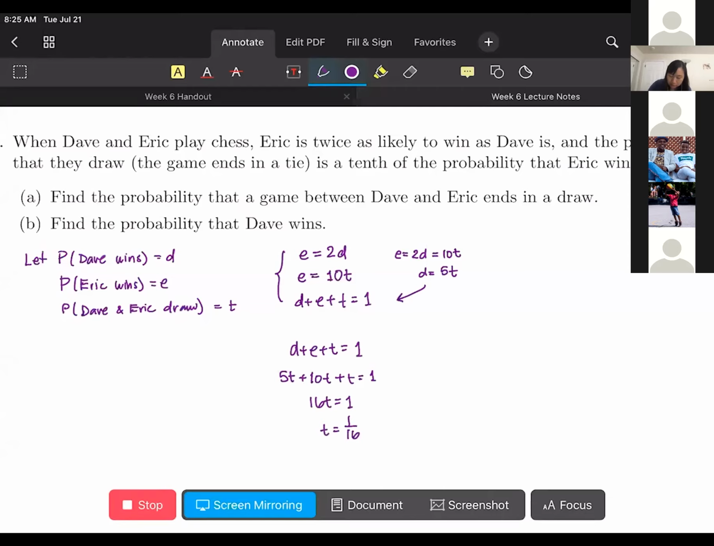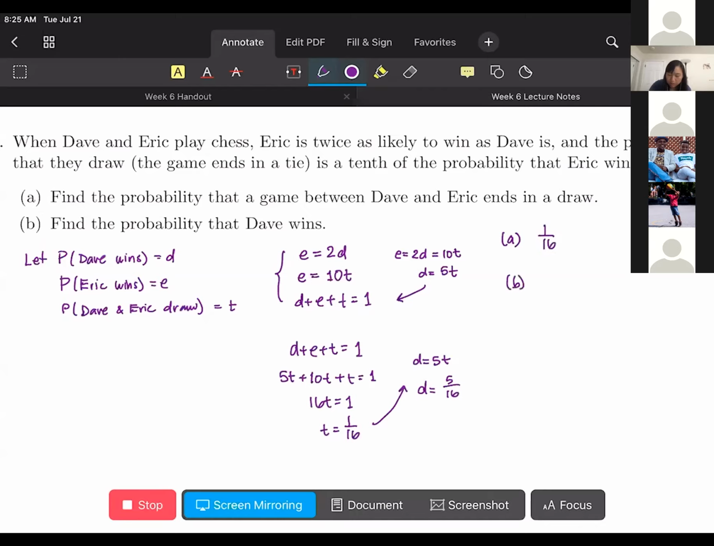And then if we substitute that back into D equals 5T, then we get D equals 5 over 16. So what that tells us is for part A, which is what's the probability that a game between Dave and Eric ends in a draw, that's going to be 1/16.